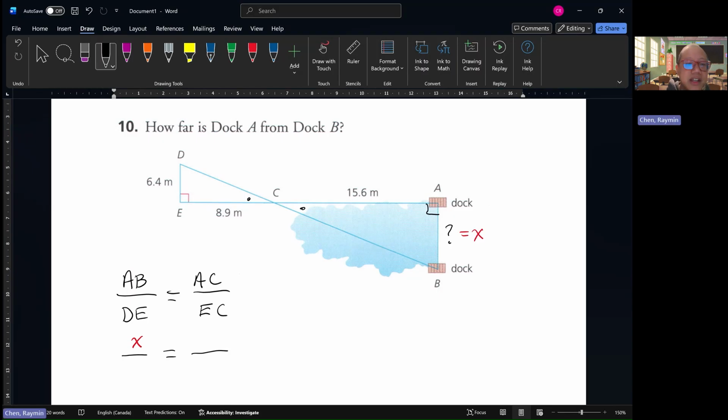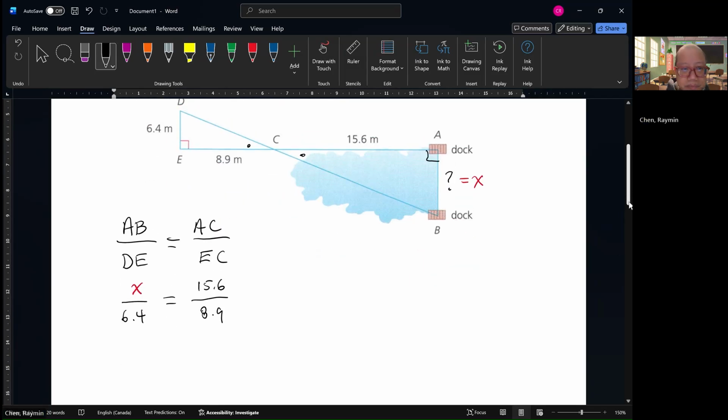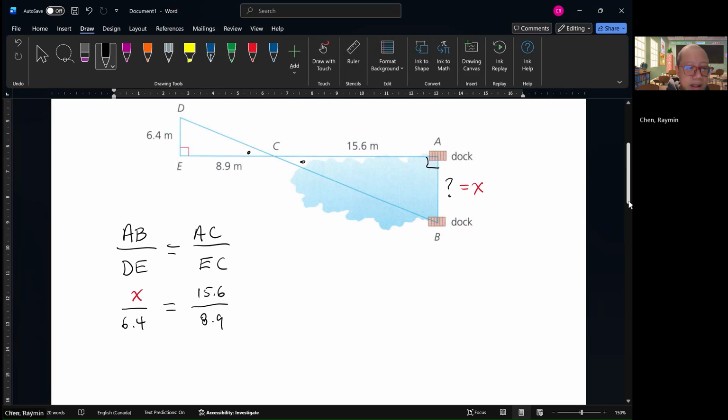Now I think a lot of you understand how to do this question. We simply sub in the information. DE is 6.4 meters, which is equal to 15.6 over 8.9. I need to move this over a bit so people can see it. And then we just simply cross multiply. Take that 15.6 multiplied by 6.4 divided by 8.9.